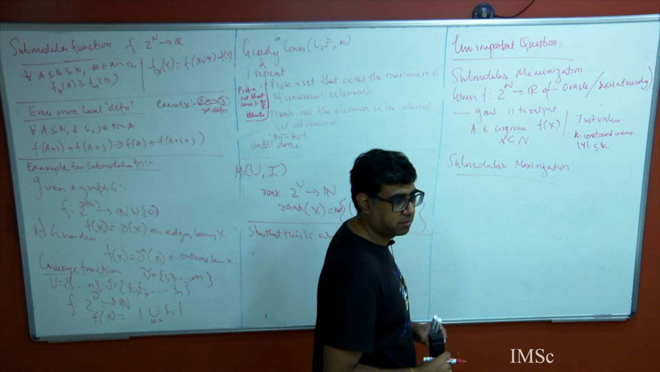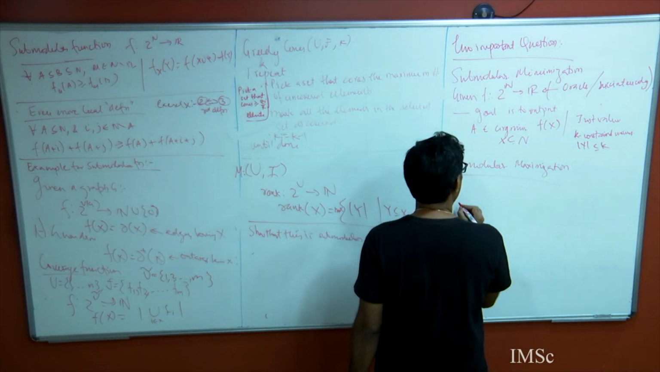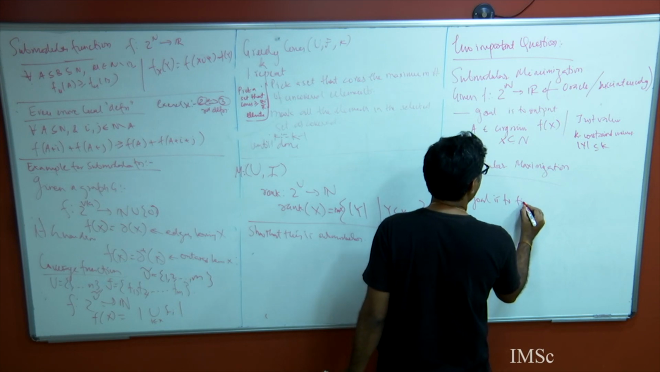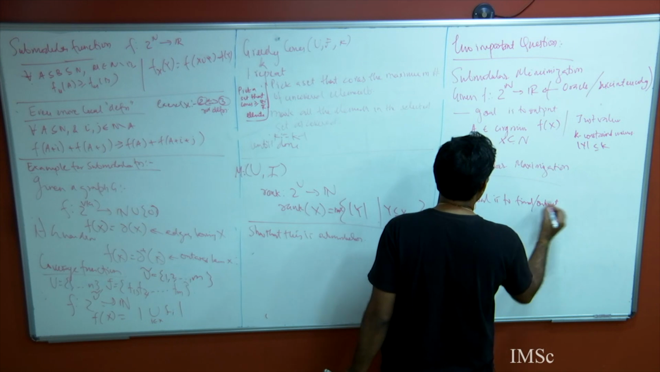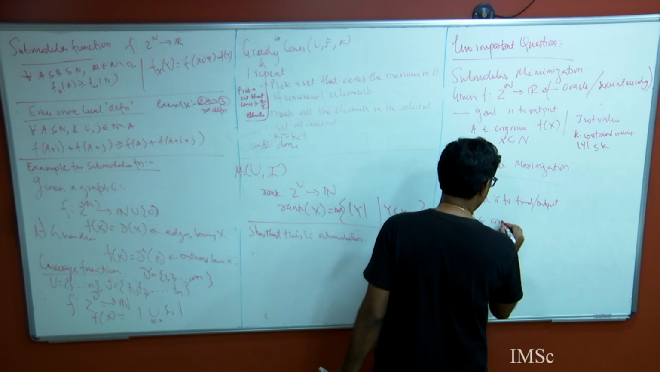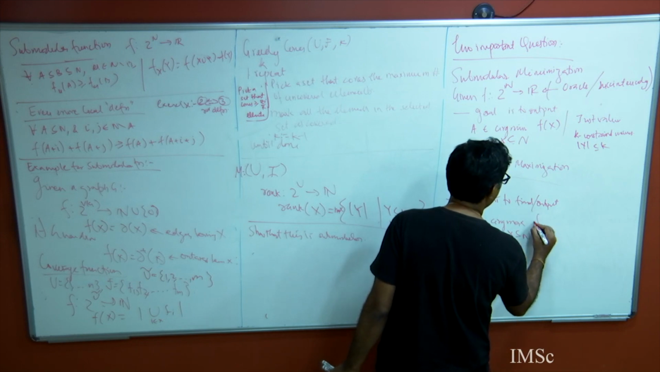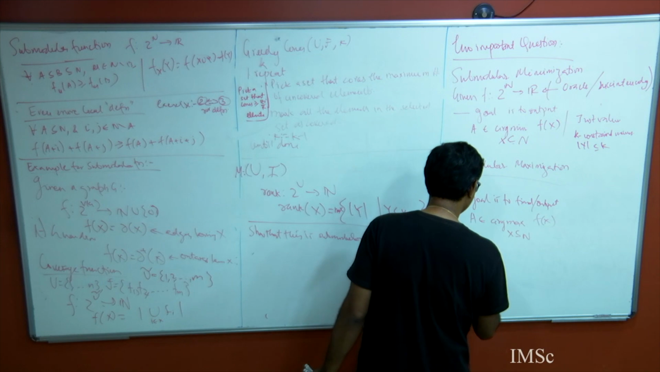But what is submodular maximization? It is the same, but the goal is to find or output A in arg max over X subset of n of f of X. And what is the k-constrained version of this?